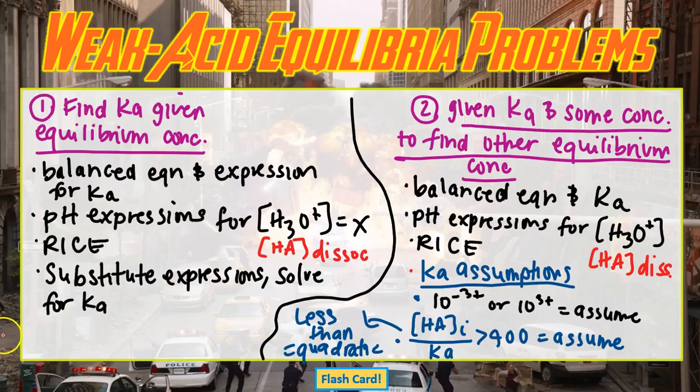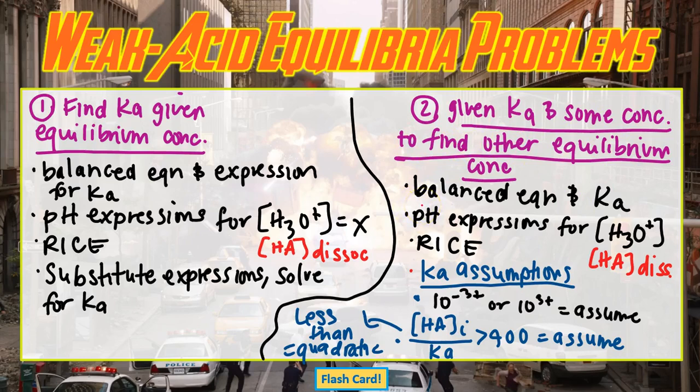Now that we know what weak acids are and how to generally classify them, let's review how to approach equilibrium problems involving weak acids. There are usually going to be two types. The first type is where you have to find the Ka value given some kind of equilibrium concentrations. And the second type is where you're given the Ka value and maybe some concentration, like an initial amount, but you have to use that information to find other equilibrium concentrations.